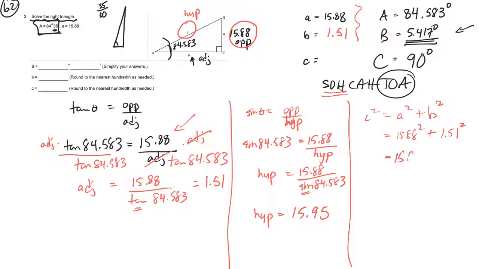15.95. And this one I think was a 0. This one was a 1. So it's fairly close. It's not exact, but I guess if I'd used more decimal places there, it might have been more exact. Anyway, that side is 15.95.